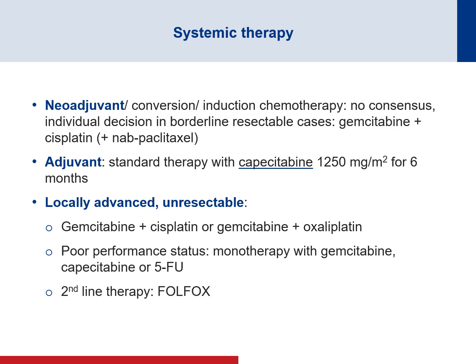In case the patient has a locally advanced unresectable disease, he might either be offered the combination therapy with gemcitabine with cisplatin or gemcitabine and oxaliplatin. And if he has a poor performance status, he might receive a monotherapy with gemcitabine, capecitabine, or 5-FU. The standard second-line therapy still remains FOLFOX.